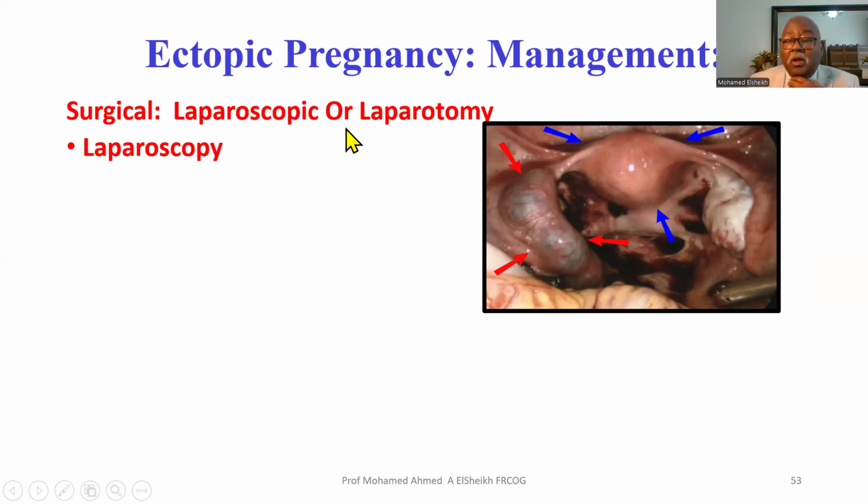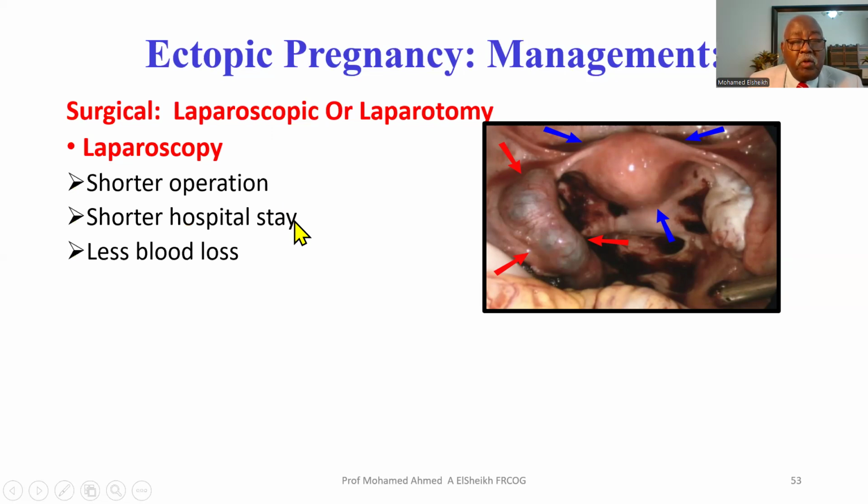So you do surgical treatment, either laparoscopy or laparotomy. Laparoscopy is the one we go for now. Shorter operation, shorter stay in hospital, less blood loss, less analgesia. And you take the ectopic pregnancy out here.